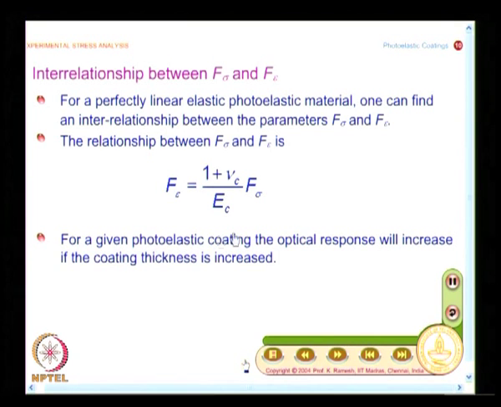So, for those assembly stress problems, photoelastic coating helps, and you find many engineering applications. You want to have sufficient optical response in a photoelastic coating test. If the coating thickness is increased, you get sufficient optical response, but when the coating thickness increases, interpretation becomes difficult. So, you have to have a trade off, you have to have a compromise.